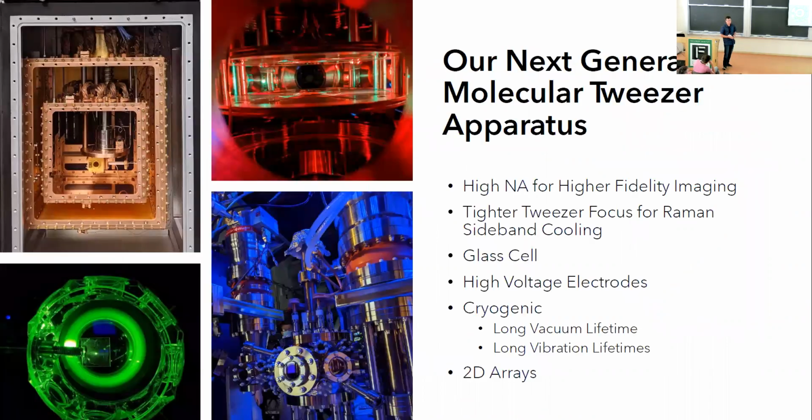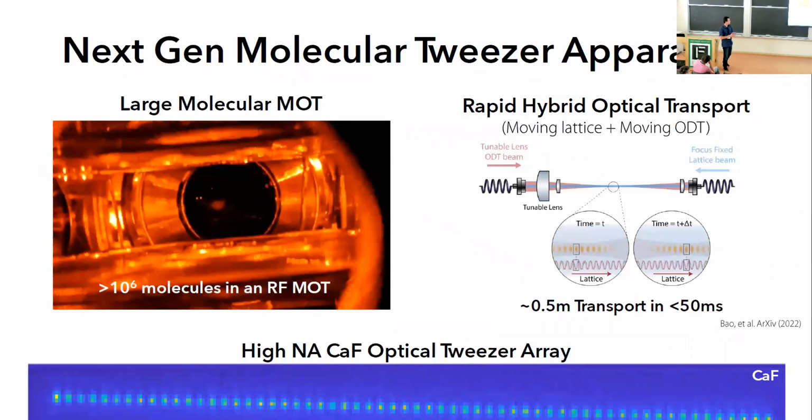So now we've been working on several upgrades to this experiment such that we can reach cooler temperatures. Specifically, we're working on Raman sideband cooling of these molecules within these tweezer traps. But we're also scaling up for higher NA such that we can have much higher imaging fidelities and create larger arrays. So just a few highlights from the new apparatus: we're now able to create molecular MOTs an order of magnitude denser. And we're able to do rapid optical transport into a glass cell where we can then load these high NA optical tweezers of calcium fluoride.